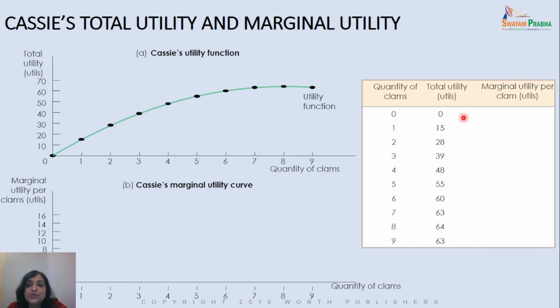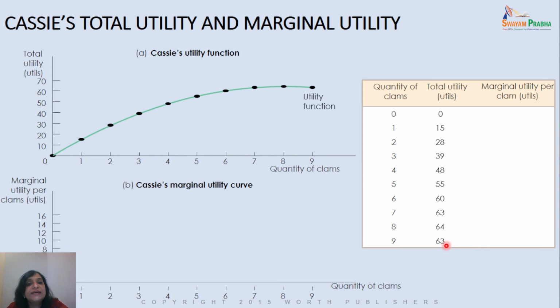This particular graph of course has been taken from this table. Let us have a look at this table. When no quantity, means no utility. 1 unit 15, at 2 units 28, at 3 units 39. You see this is increasing. Once you come to the 8th unit, the total utility is 64. What is happening at the 9th unit? Total utility has declined to 63.